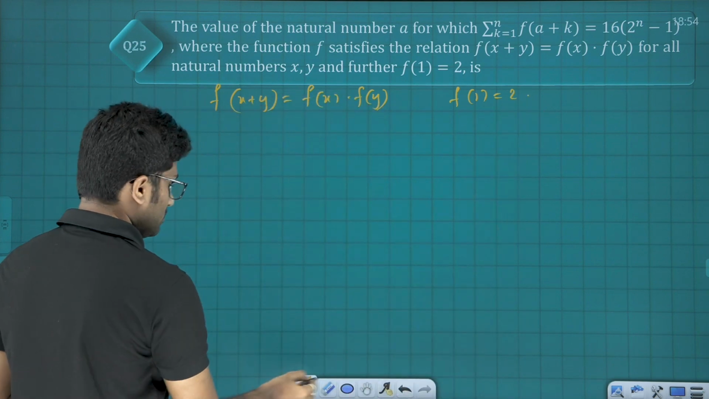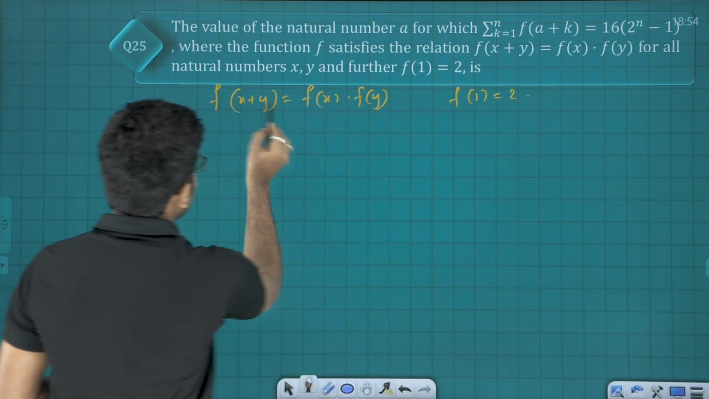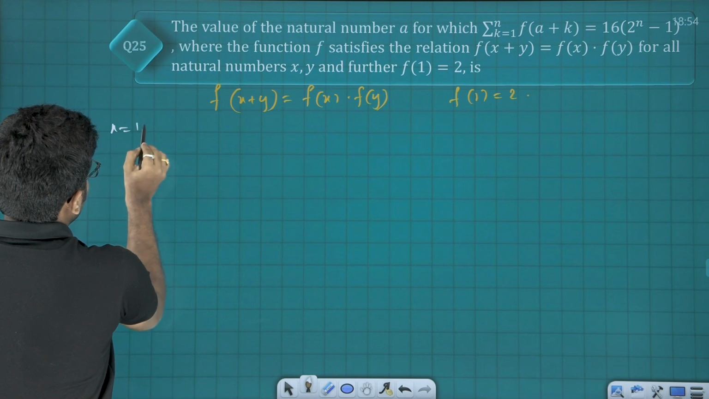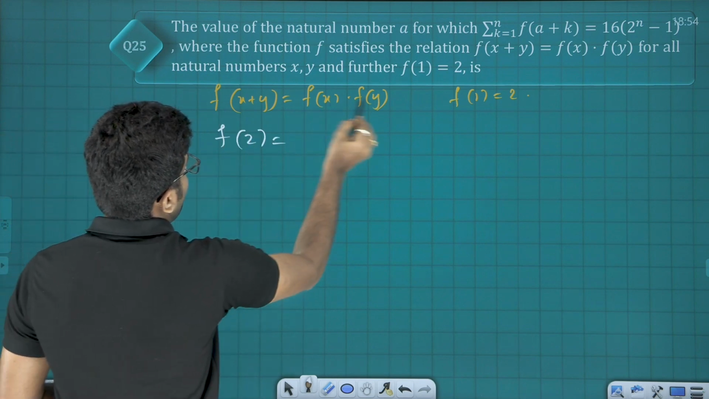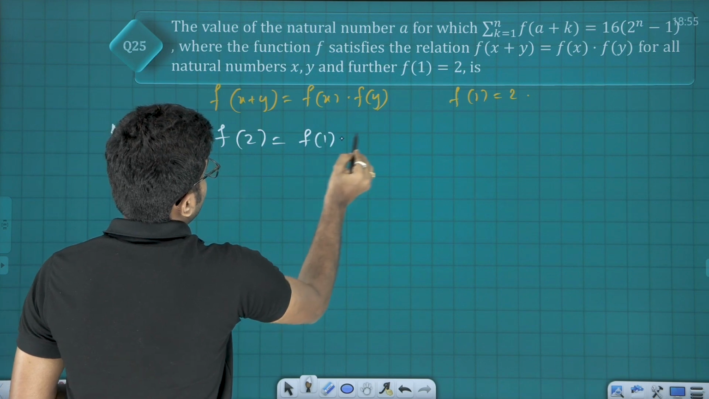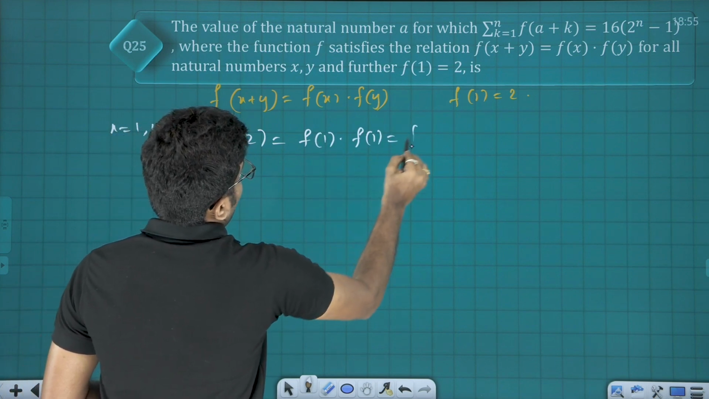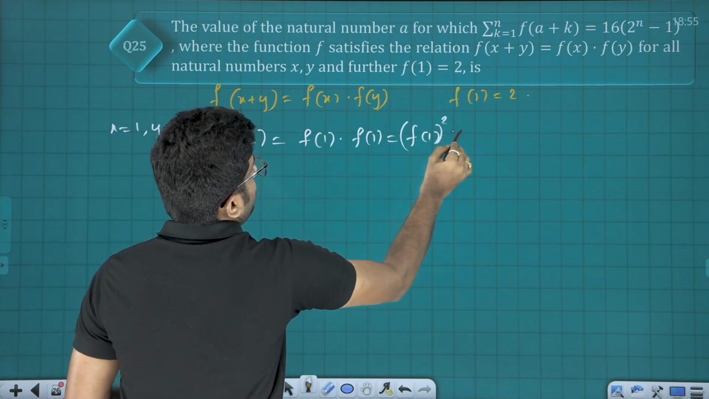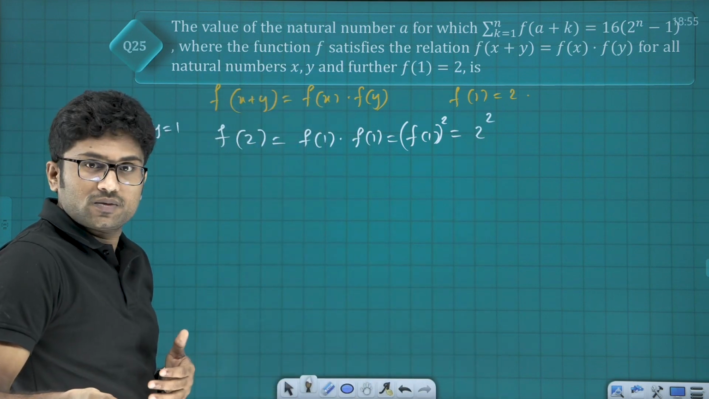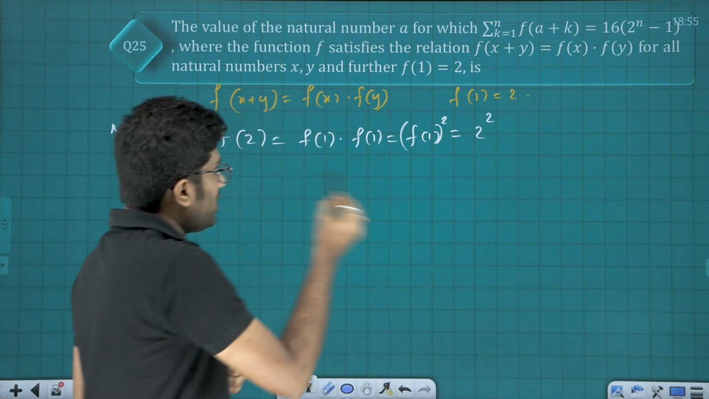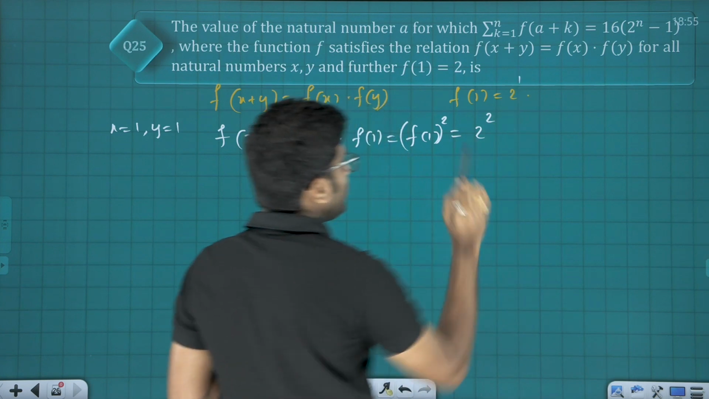Let's see this, friends. Put x equals 1, y equals 1. That means f of 2 is equal to f of 1 into f of 1, which is f of 1 whole square. What is f of 1? That is 2. So 2 square. F of 1 is 2 power 1, f of 2 is 2 square.